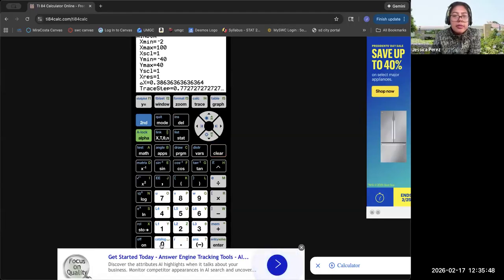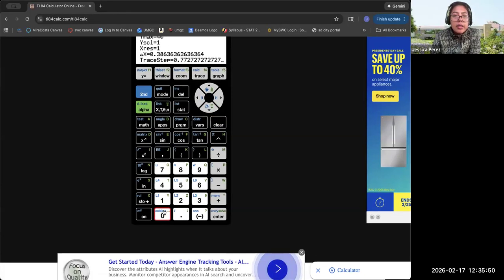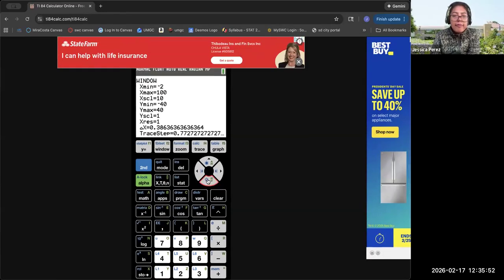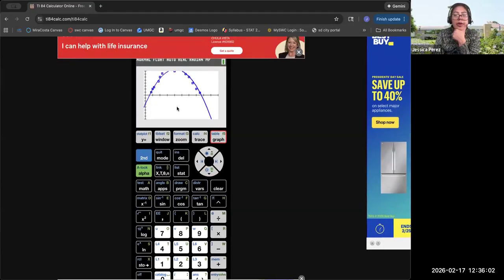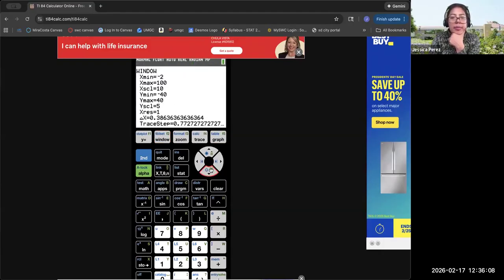And then my Y minimum, my Y scale, I'm going to change that to 5. Now I'm going to look at my graph. I want to go a little bit higher on my Y value, so I'm going to change my window, my maximum value, to be maybe 100. My Y scale can change to 10, perhaps. Now look at my graph.